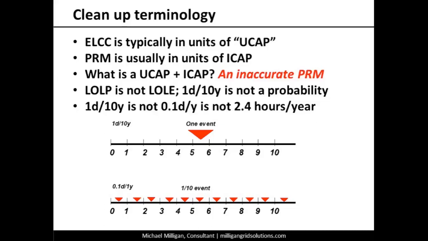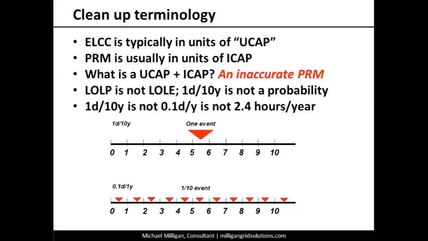LOLP is loss of load probability. LOLE is loss of load expectation. So you can think of the difference as the probability of flipping a fair coin and getting heads or tails is 0.5. But if I flip that coin 100 times, you would expect that I'd get about 50 heads and 50 tails.